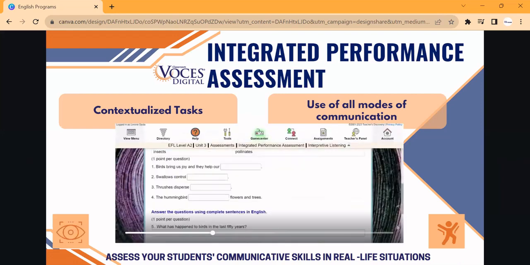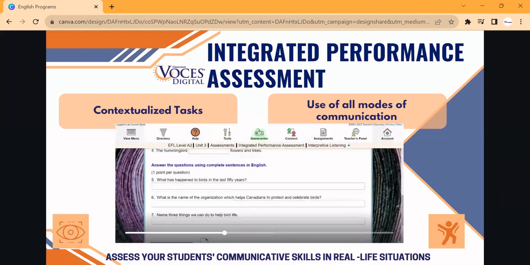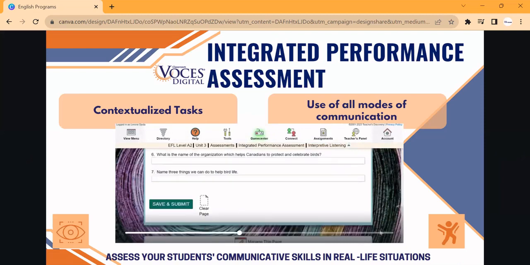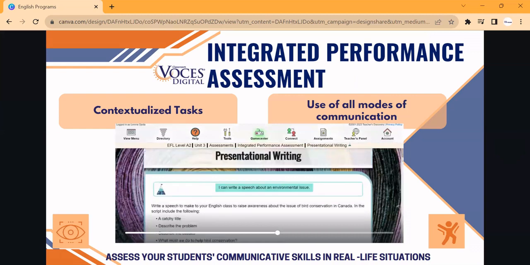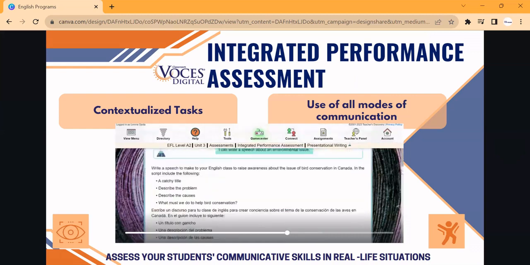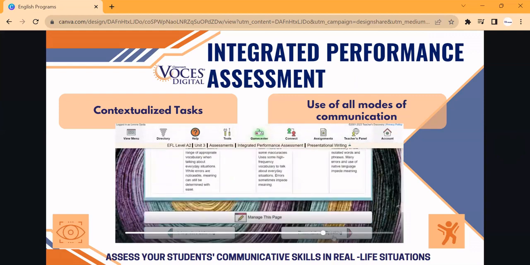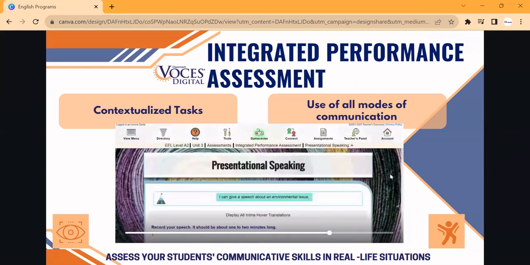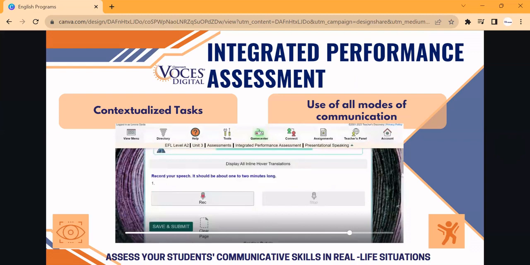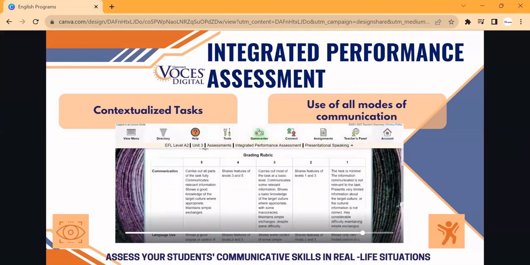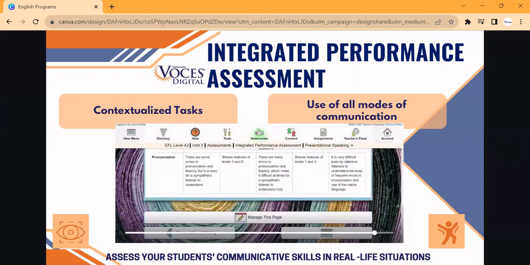This is one of the interpretive listening tasks that we have, and they are connected with, in this case, presentational writing, and the assessment is on the environment of a specific country, and they will be assessed by using different rubrics that we have for each task.